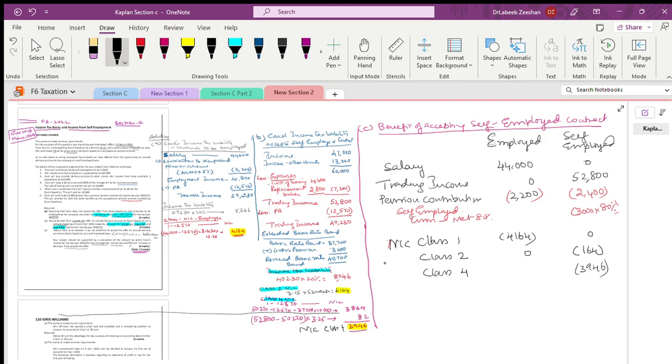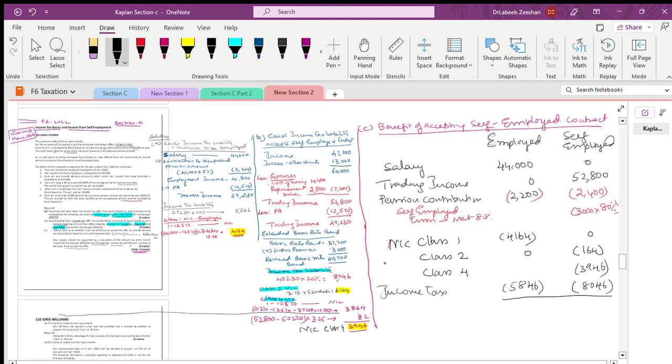Next, income tax. We have calculated income tax being 5846. And in the second case, the income tax is 8046. Why are we doing this? We are doing this only to make a comparison in which option the disposable income will be higher. Whichever option the disposable income will be higher, that option has to be suggested. And that is what the requirement says.